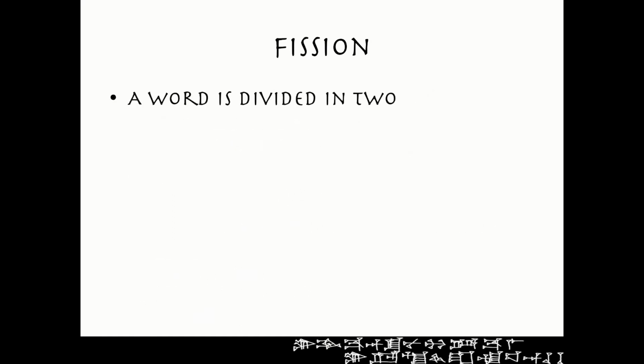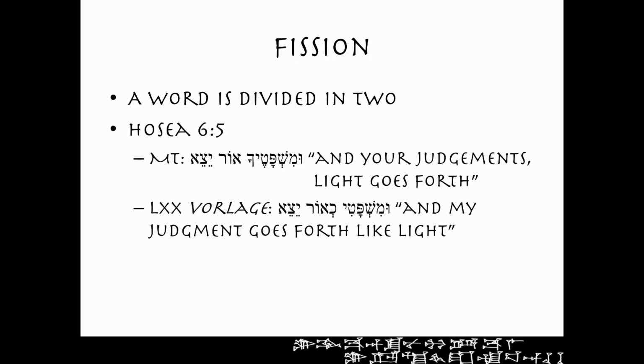Now the opposite of this would be fission. So if a single word is erroneously divided into two. So we think we see this in Hosea 6:5. The Masoretic text has this. This letter and this letter are the same letter. This one just shows up when it's at the end of the word. Notice in this form, it's on this word, and in this form, it's over here on this word. So this is moving a form over here, and the translation is very different, right? And your judgments, light goes forth. But here, and my judgment goes forth like light.